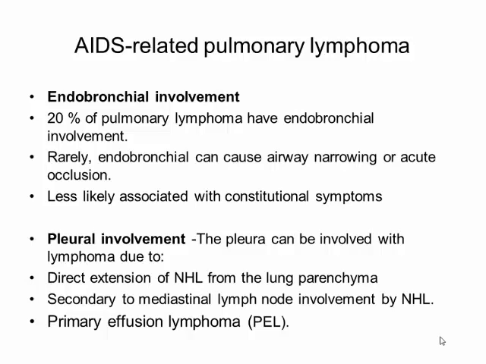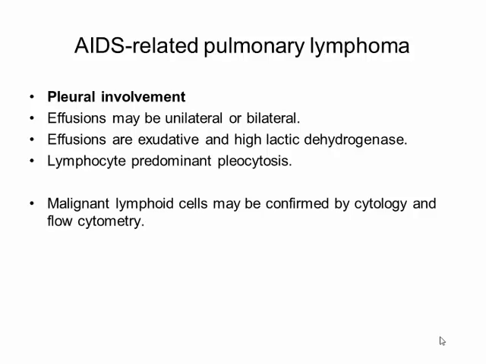And it doesn't have a lot of constitutional symptoms if it's only endobronchial involvement. But most likely you would see a big mass, the hilar lymph nodes are huge and just compressing the airways. The pleural involvement of lymphoma can be just a direct extension from the lung parenchyma or secondary to mediastinal lymph node involvement, just obstructing the lymphatic drainage. And the primary effusion lymphoma is very rare.